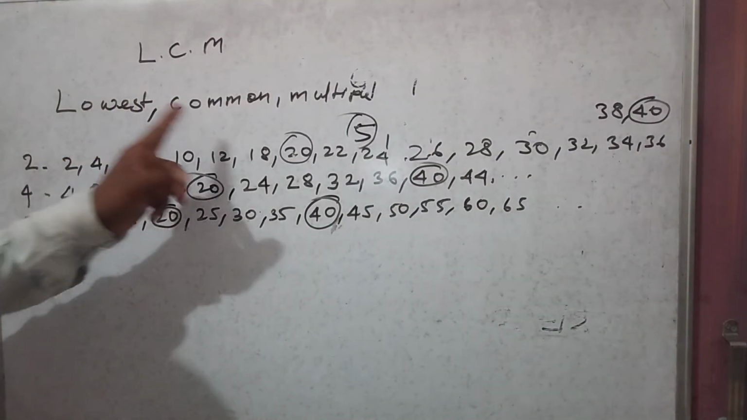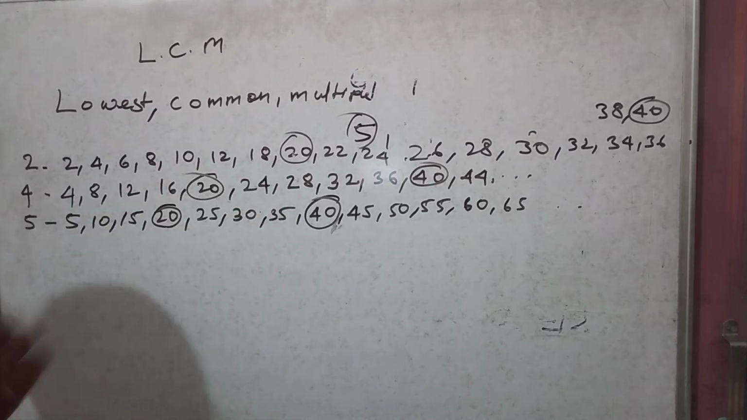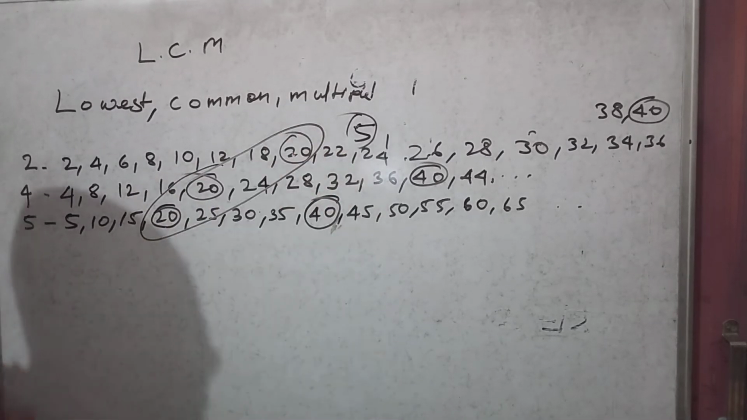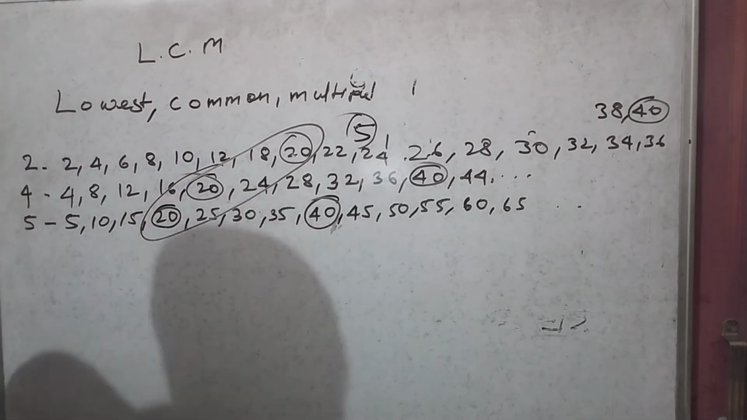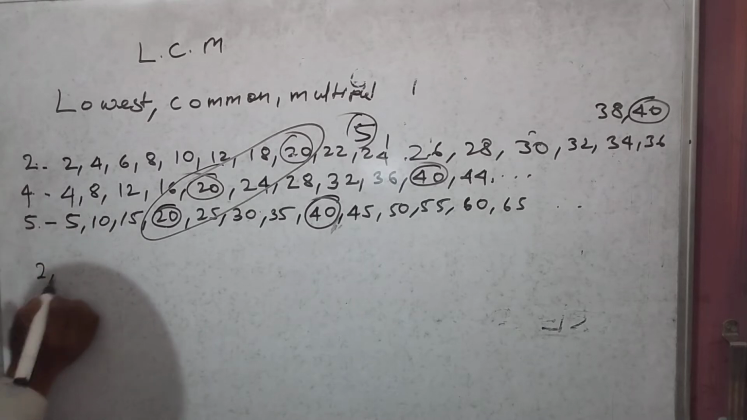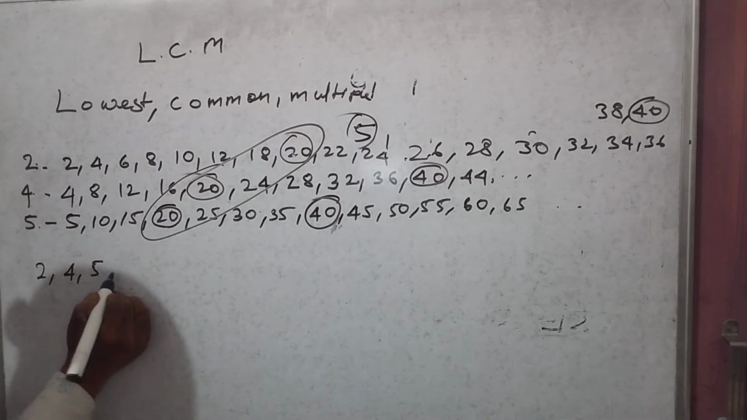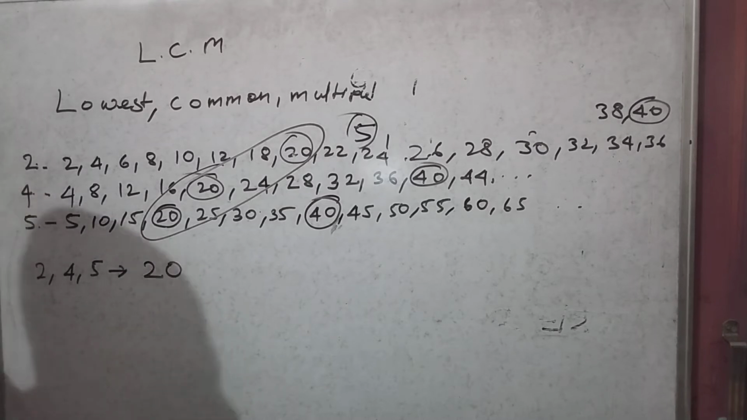So the lowest common multiple means this number, 20, right? There are many commons, but the lowest common multiple of 2, 4, 5 is 20.